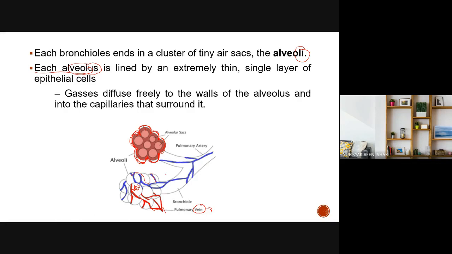Okay, the blue is oxygen-poor blood, coming from the pulmonary artery. So this one comes from the right ventricle. Okay, so remember, the right side of the heart pumps oxygen-poor blood from the heart to the lung. The left side of the heart pumps oxygen-rich blood from the heart to the rest of the body in the systemic circuit. Okay, remember the pulmonary artery and pulmonary vein.